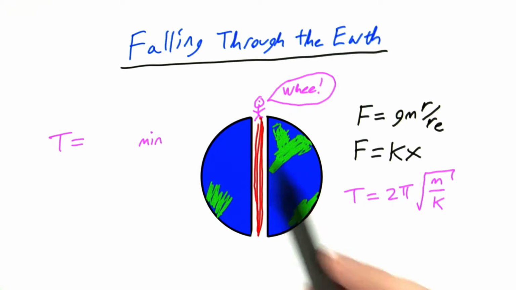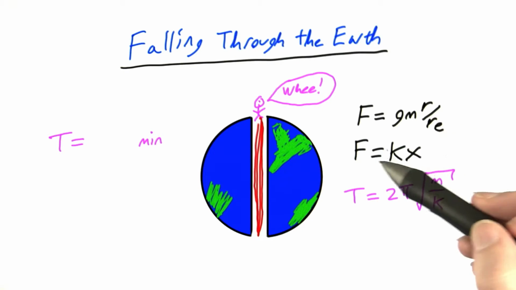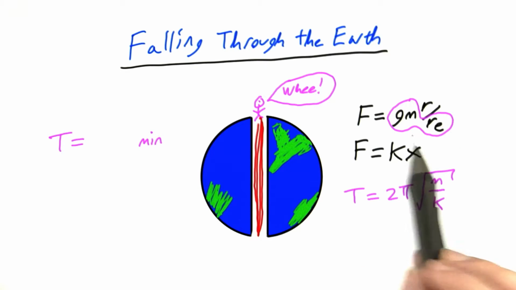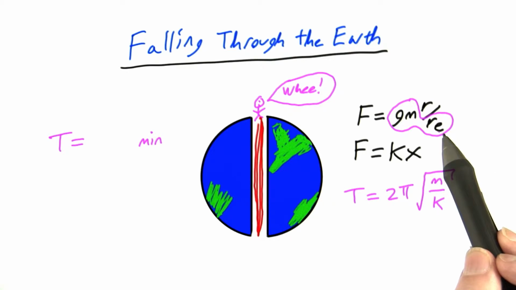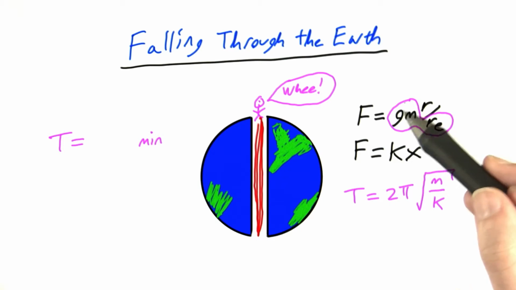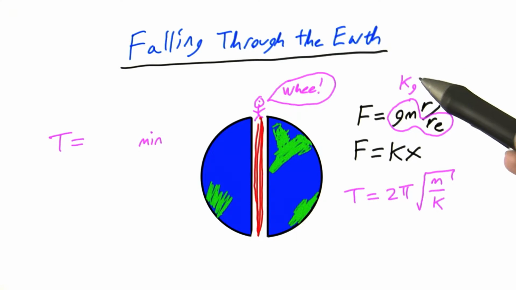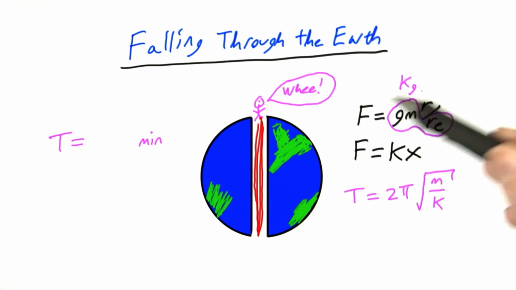But in this problem, we don't have a spring constant, and we don't have a value for k. But you'll note that by comparing our two equations here, we can actually find something in this equation that looks a lot like k. In this equation, the role of k is played by little g times m over the radius of the Earth. So we can call this new collection of constants kg, where kg stands for our new spring constant with respect to this gravitational force.